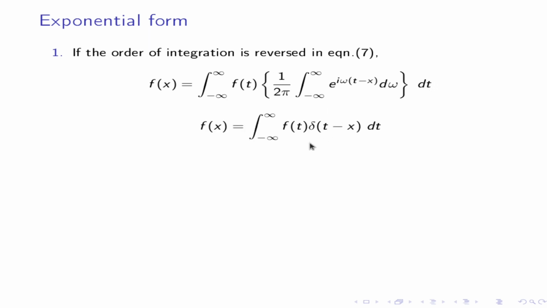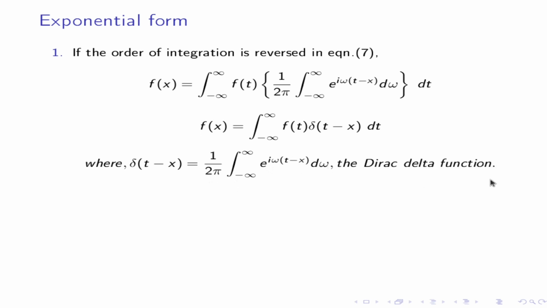The one in the curly bracket is δ(t − x). δ(t − x) is 1/2π integral from minus infinity to infinity e raised to iω(t − x) dω. That is a Dirac delta function. Therefore, f(x) is the integral from minus infinity to infinity of f(t) δ(t − x) dt.